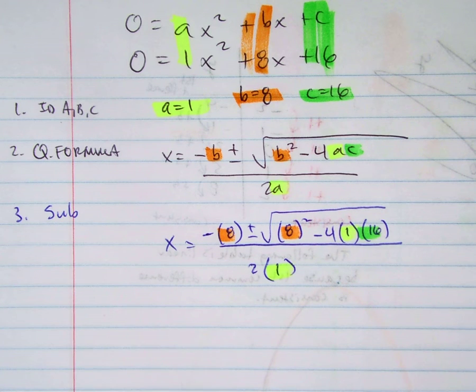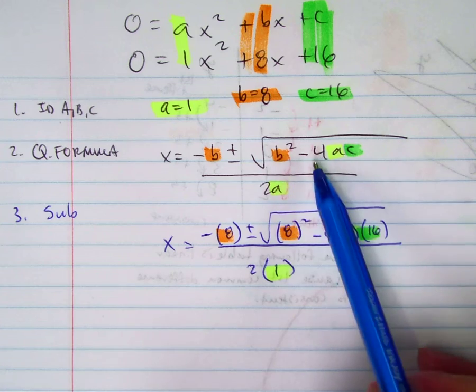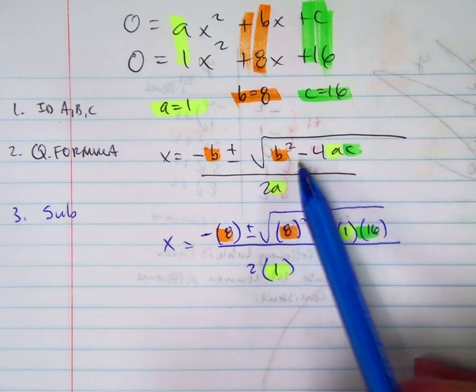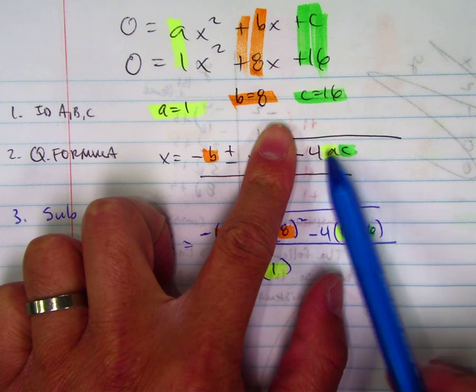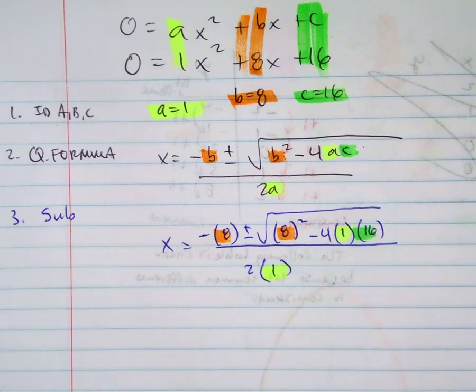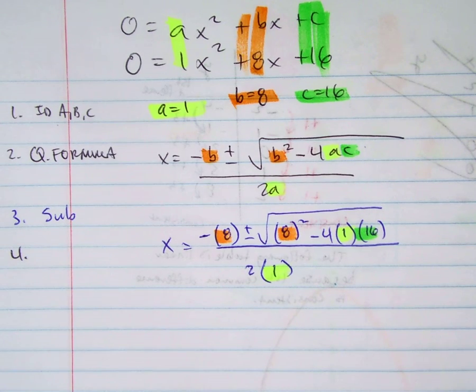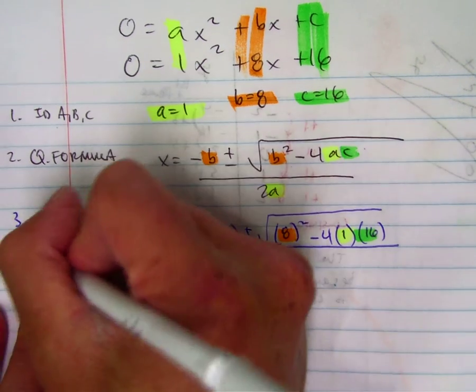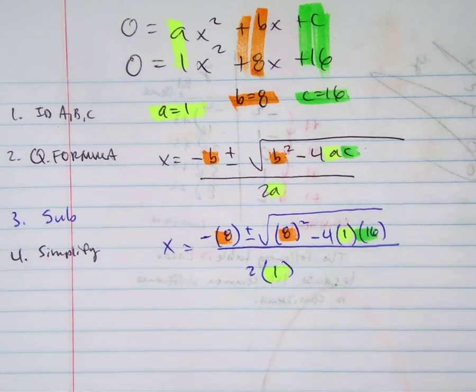Alright, here's the second most common mistake, is actually inside the radical. Although most students will say b squared minus 4ac, I want you to think of that as negative 4 times a times c. Okay? And class, what's the last thing we need to do? We need to simplify. Class, let's simplify this.